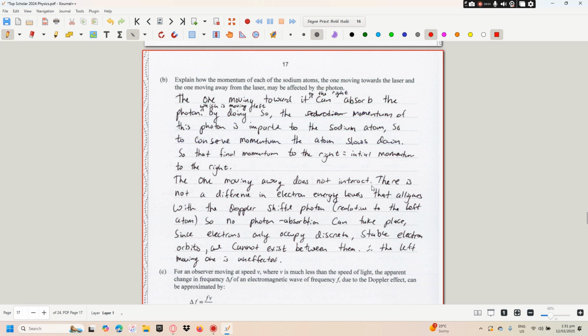The one moving away can't interact. There's not a difference in electron energy levels that aligns with the Doppler shifted photon, so no photon absorption can take place, since electrons only occupy discrete stable electron orbits and cannot exist between them. So the left moving one is unaffected.